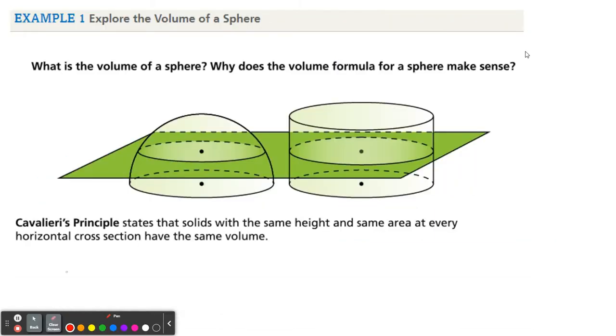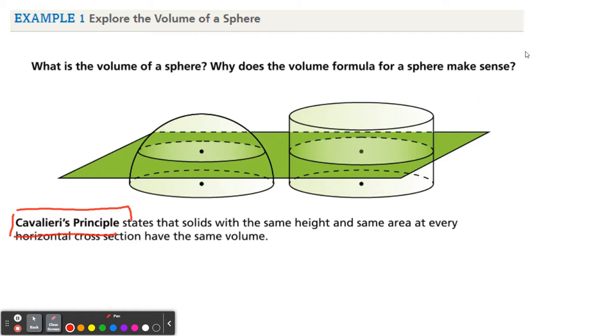All right, so the first thing I'm going to do here is develop the formula for the volume of a sphere. And to do this, we're going to use Cavalieri's principle. If you remember, Cavalieri's principle says that any two solids that have the same cross-sectional area everywhere and the same height will have the same volume. So we're going to use that principle here.